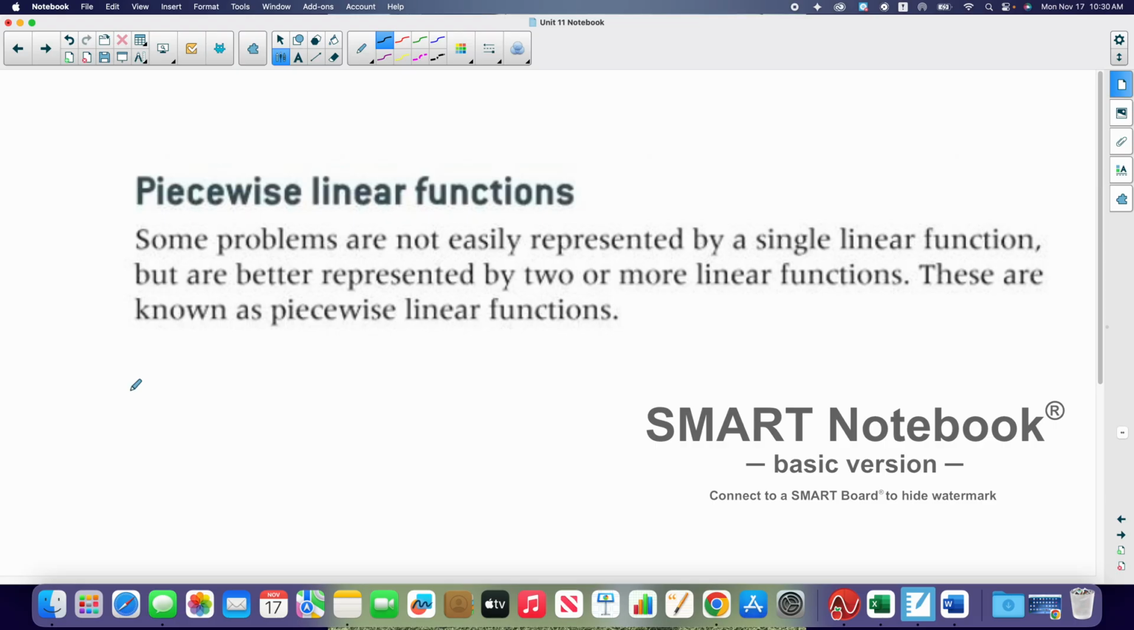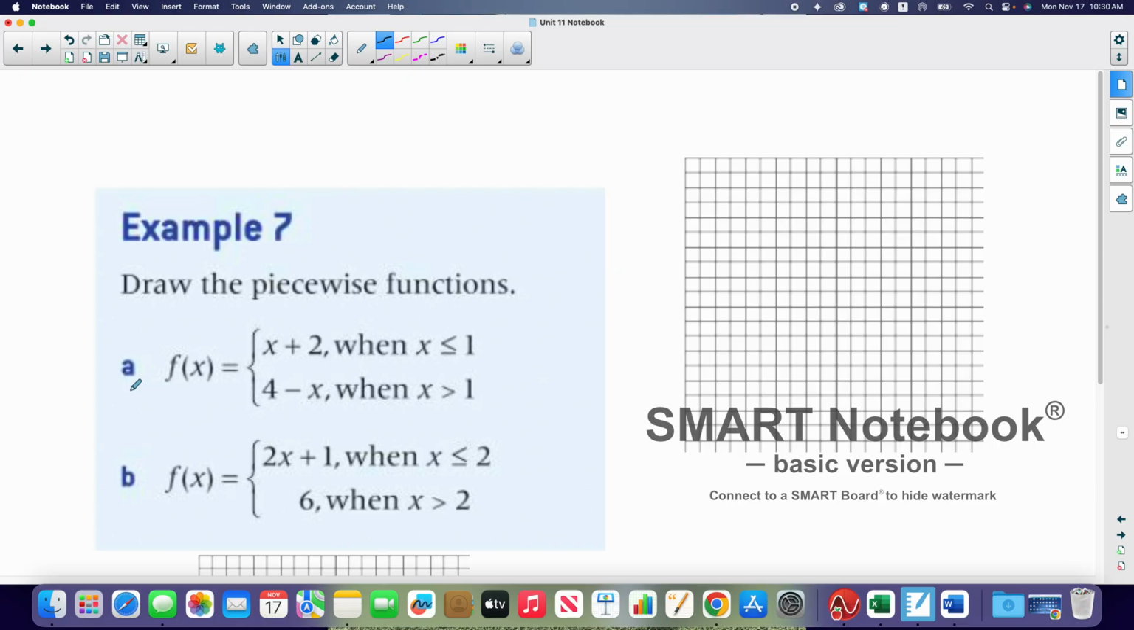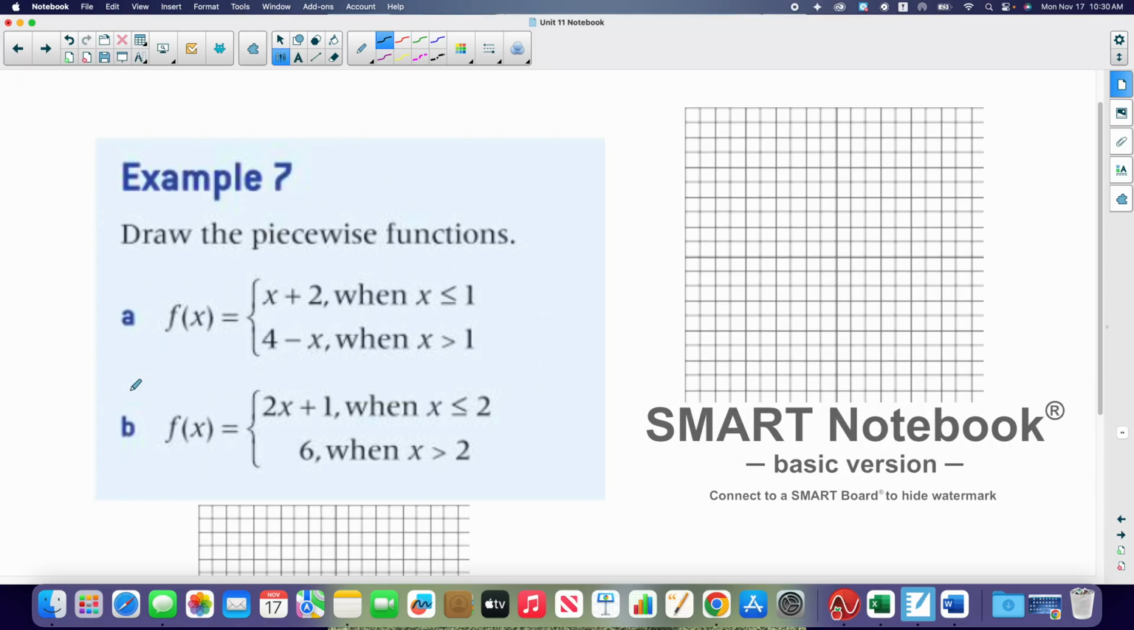Some problems we can't define easily by just using one equation, one formula. Some of them we have to use multiple things to do that, and so those things are piecewise. It's got more than one equation for it. It could have two, three, four, or multiple different pieces. So I've provided you with this. It asks me to draw the piecewise function, and then I'm going to do a couple other little things with it.